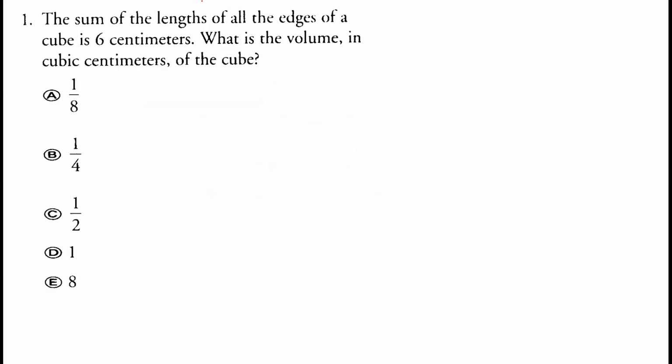So the first question is, the sum of the lengths of all the edges of a cube is 6 centimeters. What is the volume in cubic centimeters of the cube? So how many edges are there in a cube? Let's suppose this is our cube. So 1, 2, 3, 4, 5, 6, 7, 8, 9, 10, 11, and 12. So there are 12 edges in a cube.